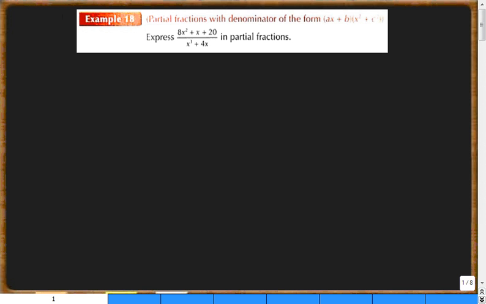Okay, example 18 asks us to express (8x squared plus x plus 20) over (x cubed plus 4x) in terms of partial fractions. So we need to look at our denominator first. We have x cubed plus 4x. Now we need to factor this because of the way that we build fractions. We don't have a normal looking quadratic, but we do have something in common to both terms, which is x. So we get x times (x squared plus 4).